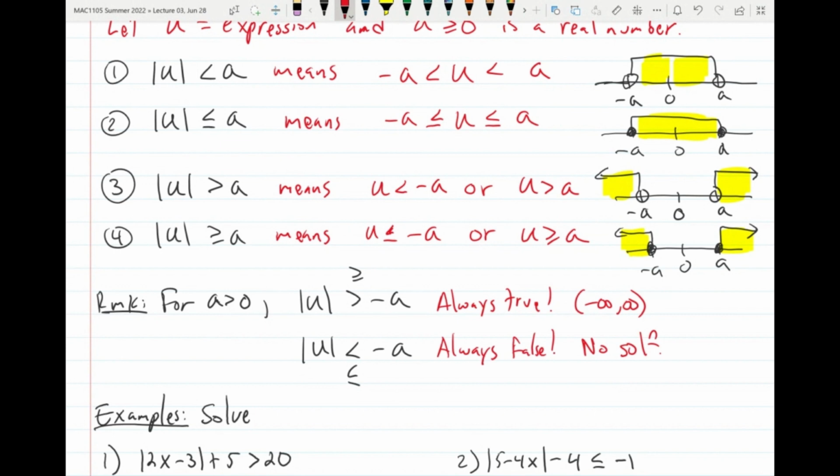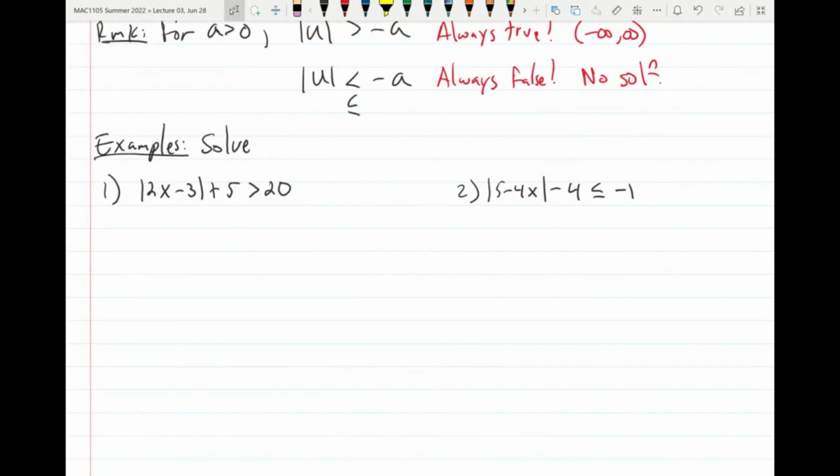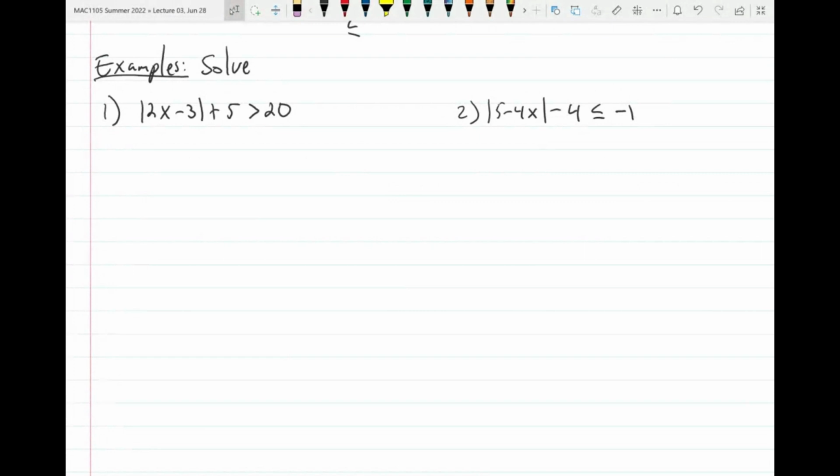All right. So that's a remark. So now let's do problems. Let's see. We have these two, and then I want to do one more, but let me give you some time. So do these two.